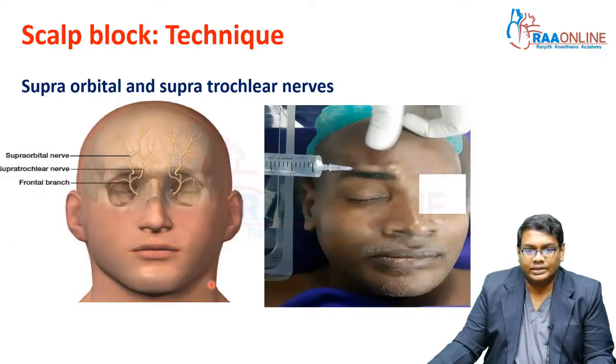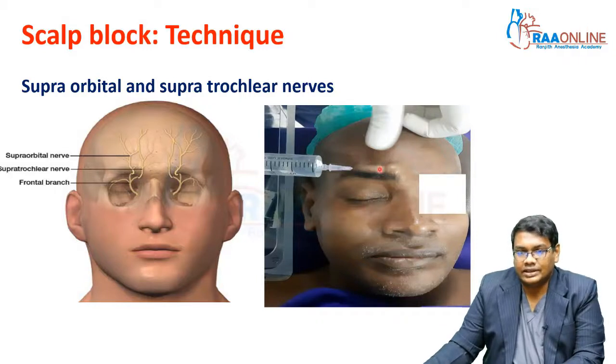Supraorbital and supratrochlear nerve. So, in the mid pupillary line, we can give the block, it is the supraorbital nerve. In this angle, we can give the supratrochlear nerve. So, if a horizontal injection is given with a single prick, we can cover both nerves.